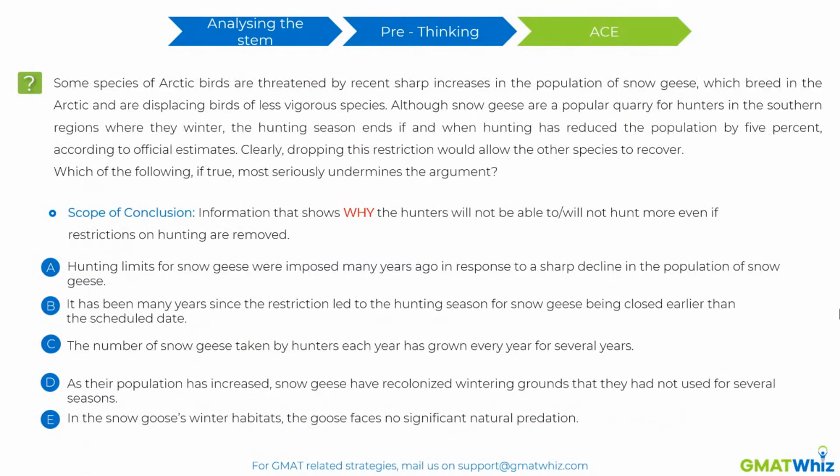So my scope is information that shows why the hunters will not be able to hunt or will not hunt more, even if they are allowed to hunt more, even if the hunting restrictions are removed. All right. So this is how I'm going to analyze my choices. I'm going to compare each choice and see whether it's falling within the scope or not. So before that, I need to simplify the choices.